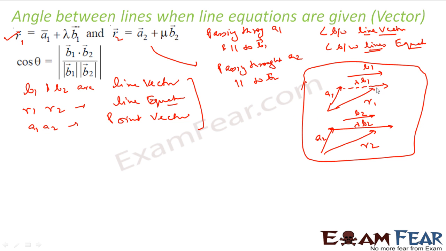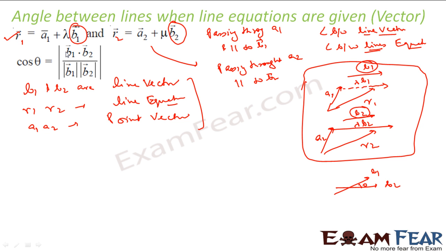Now I am to find the angle between these two lines. That is nothing but the angle between these two line vectors, correct. Please note, the angle between these two lines r1 and r2 is nothing but the angle between these two line vectors, that is b1 and b2. So if b1 and b2 make an angle theta with each other, then my lines will also make theta with each other. So the angle between lines is nothing but the angle between the b1 and b2 vectors. Please note, it's a very critical concept.